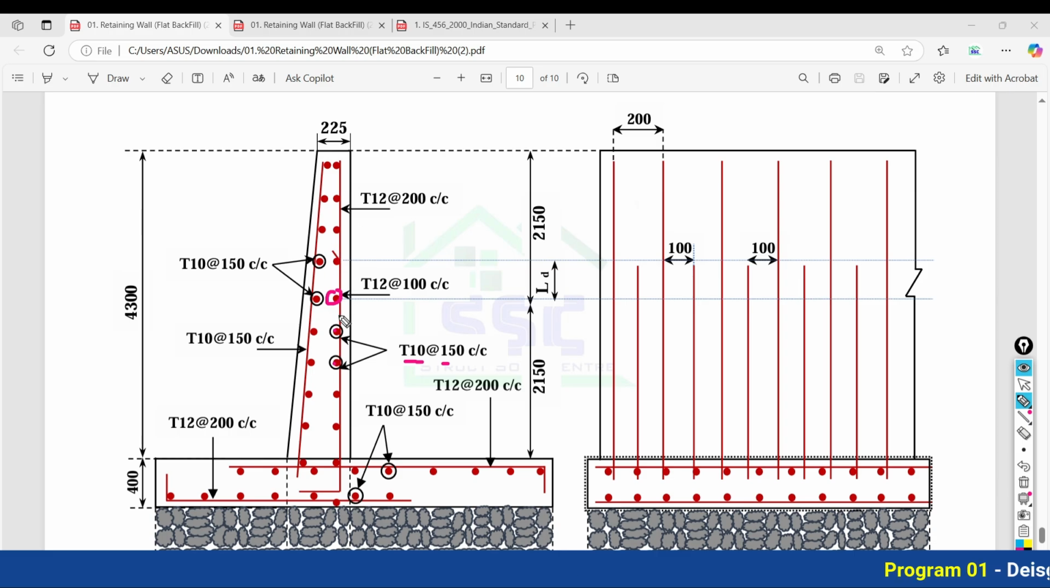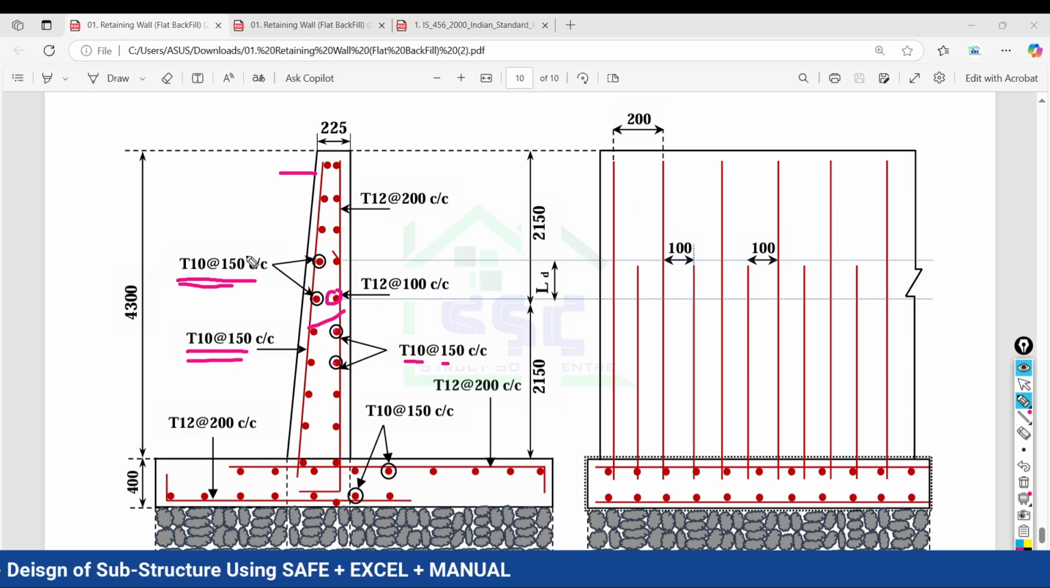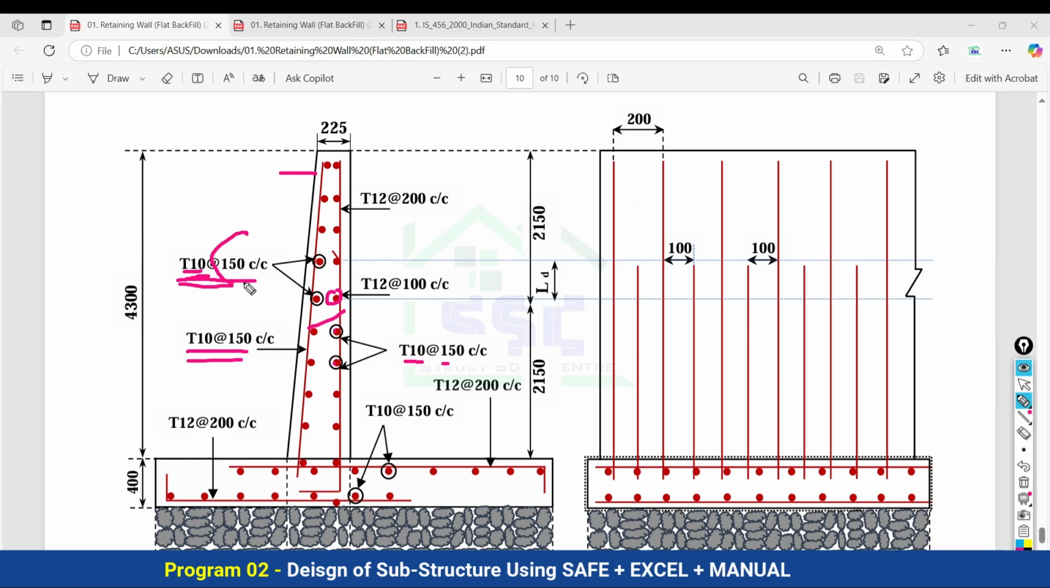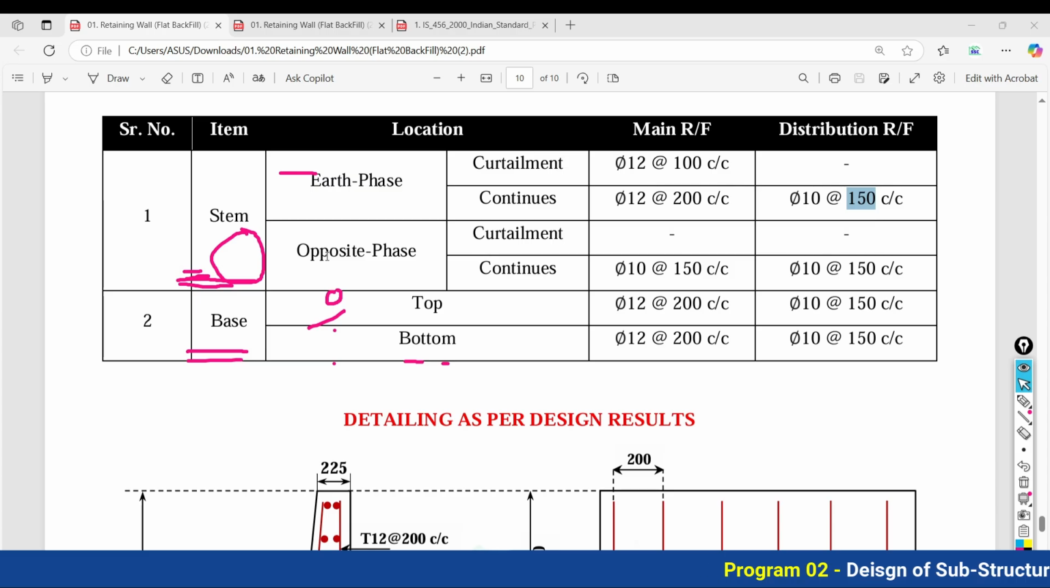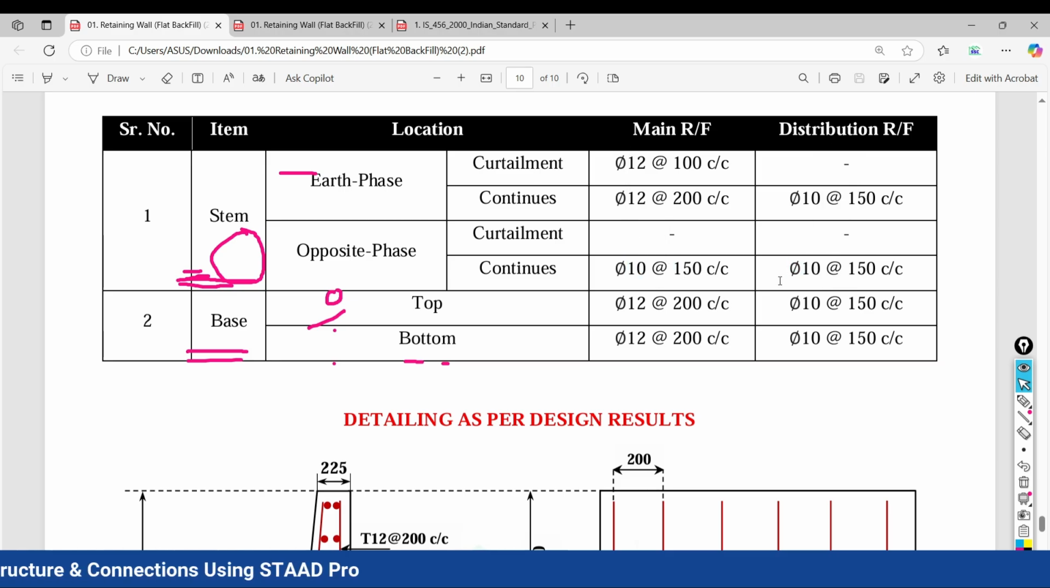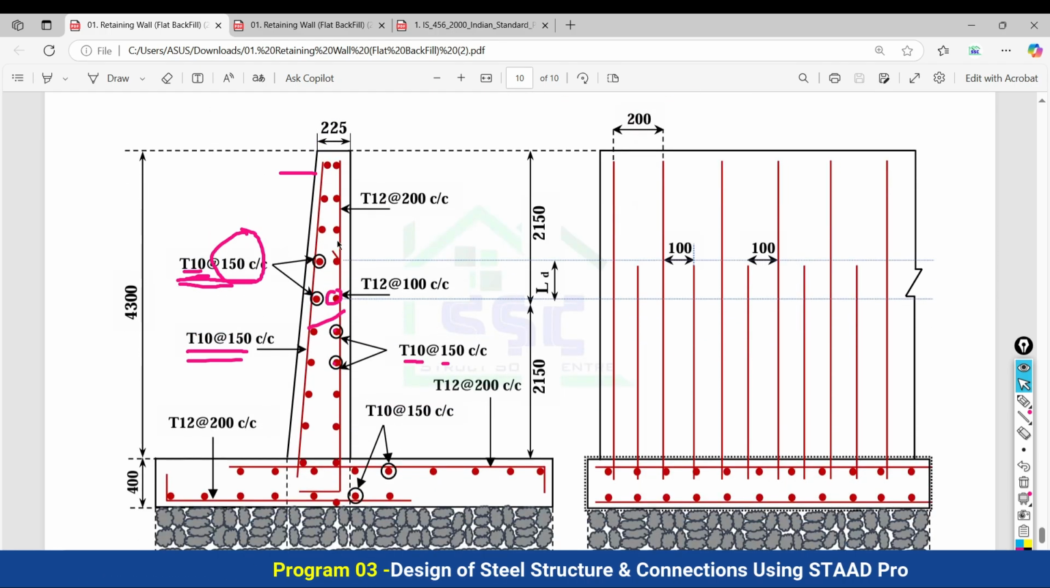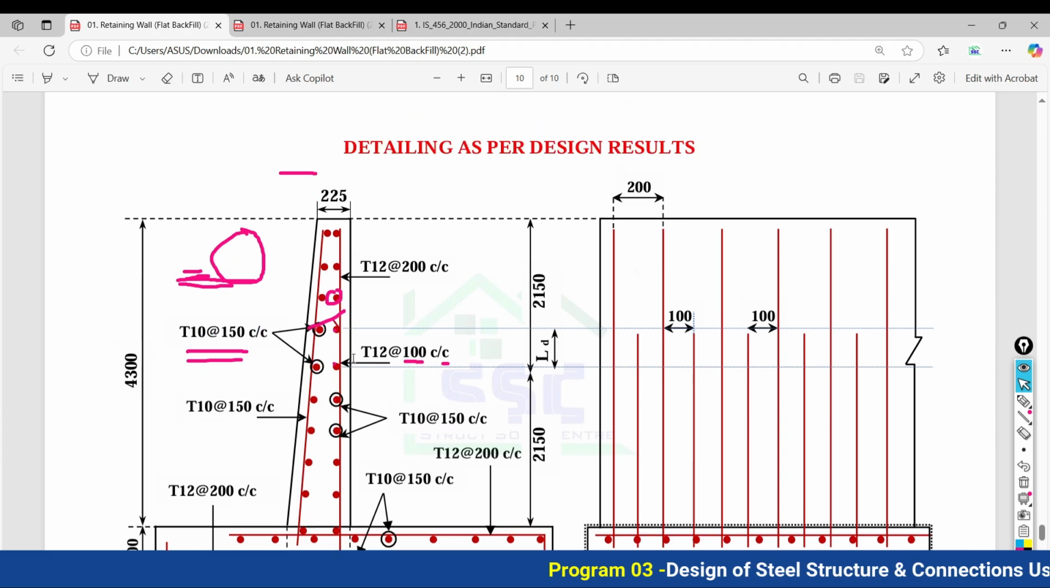for the vertical bars. On the other side, no calculation we have performed, because we are going to provide the minimum reinforcement for the vertical as well as distribution, that is nothing but the 10 mm diameter of bar at 150 mm center to center as the minimum reinforcement on the other face. So that is written here, opposite face, no curtailment is there. Continuous bar will be there, 10 mm diameter of bar at 150 mm center to center as vertical, and distribution as 10 mm diameter at 150 mm center to center. So in this way, the schedule and detail is going to be done for your vertical stem.